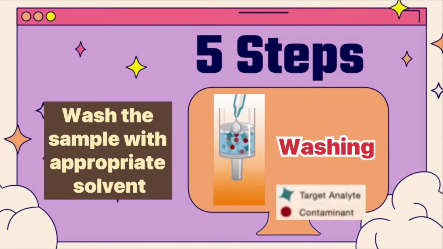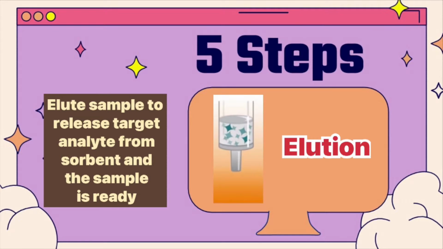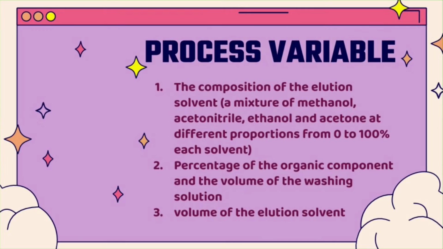The fourth step is washing. Wash the sample with appropriate solvent. The contaminant will be removed and the target analyte will remain in the sorbent. The final step is elution. We have to elute the sample to release the target analyte from the sorbent, and the sample is ready. For the process variables, the first one is the composition of the elution solvent. The second is the percentage of the organic component and the volume of the washing solution. The third is the volume of the elution solvent.